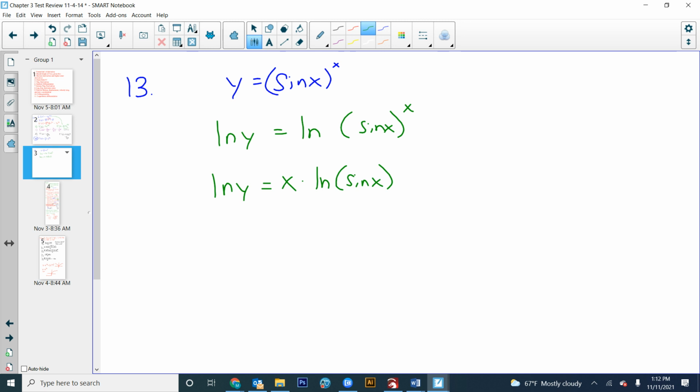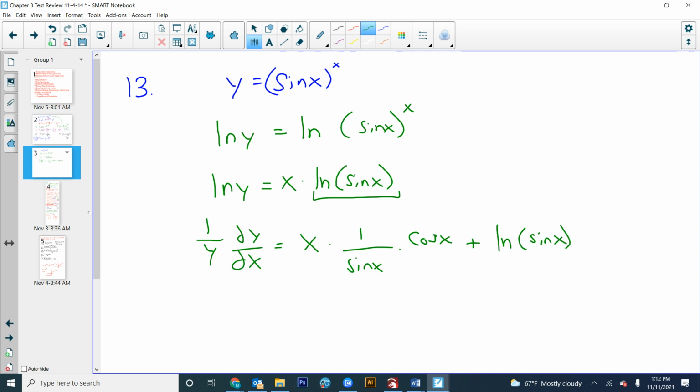Because of the property of a log, specifically a natural log, when you have an exponent, the exponent can come down front and multiply. Then you take the derivative, and you're going to have a product rule. Don't forget the product rule. The derivative of ln y is 1 over y dy dx. The derivative of this side is first times the derivative of the second, that's ln of u, which is 1 over u times du dx, plus the second times the derivative of the first.